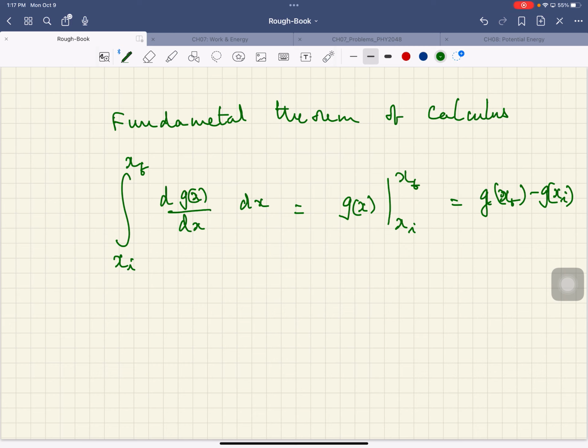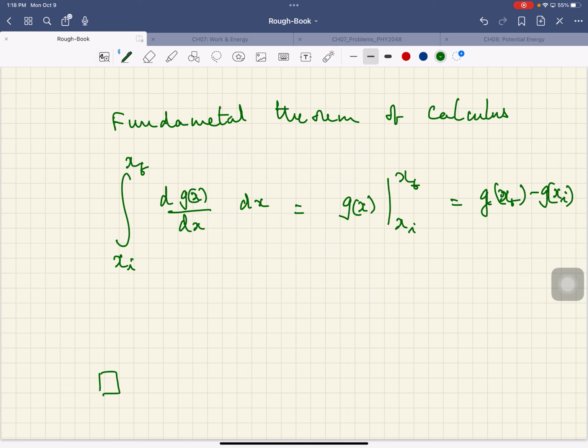You guys understand that? It's telling you the value of this integral, where the integrand is dg by dx. The value of this integral is just the difference in the value of the function g(x). Everybody understand that? All right. Now we'll use this and we'll apply it to our situation.